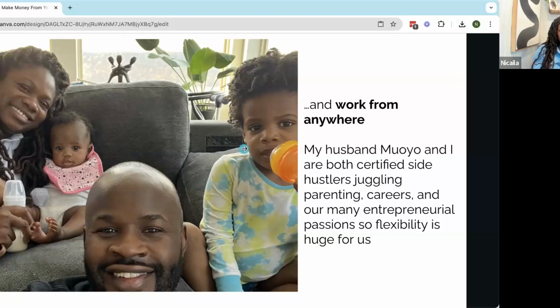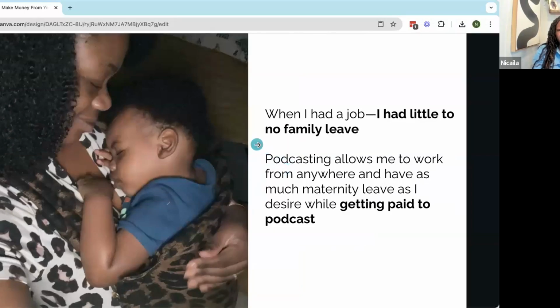And for me, especially, because when times get hard and I'm in between big checks, because they have net 30 and net 90 sometimes with these payouts, it can feel like, oh my gosh. And I'm tempted, like, maybe I should just get something more consistent. I think about the fact that I don't want to have a cap on my maternity leave. I don't want to have a cap on how much time I can spend with my kids. I like being able to drop what I need to do and take them to the doctor and not be stressed about what my boss is going to think, right? So when I had a job, I had little to no family leave, but podcasting allows me to work from anywhere and have as much maternity leave as I desire while getting paid to podcast.